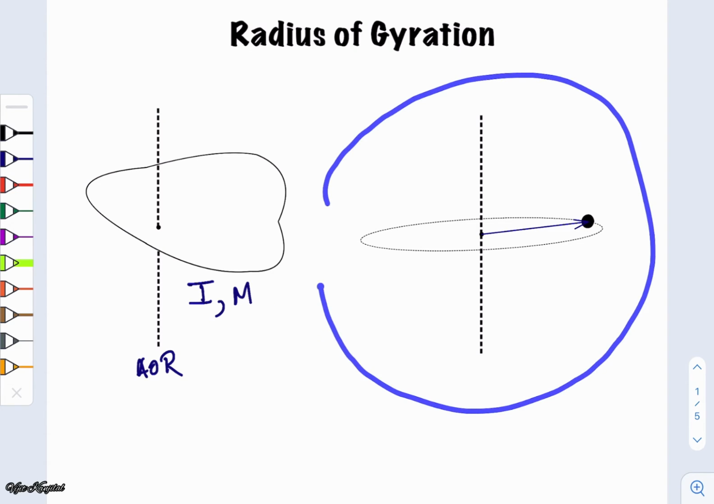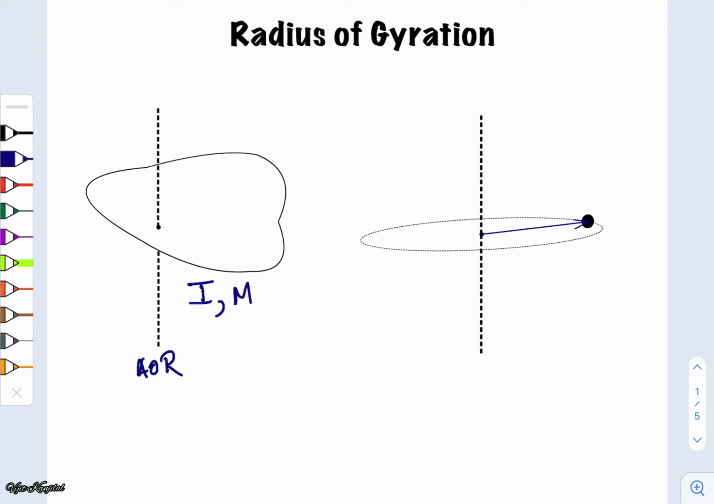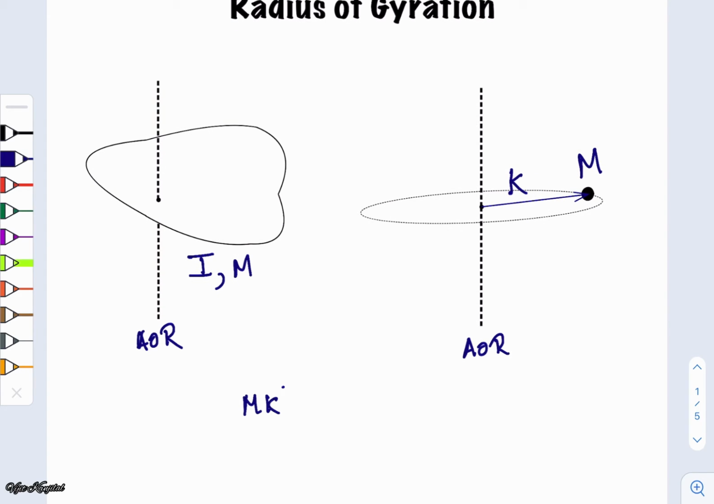Now consider this particular scenario. Here we have an axis of rotation and we have a point mass. The mass of that point mass is m, the same as that of the rigid body, and this point mass is located at a distance k from the axis of rotation. We place this point mass at a distance k such that mk square is nothing but I.